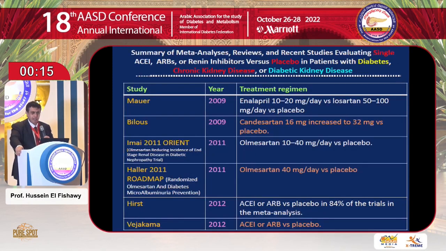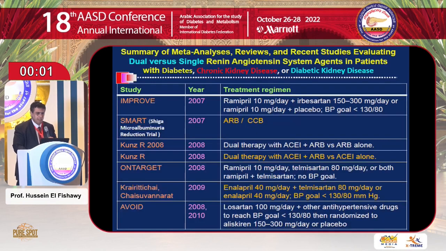Other studies support that, such as the Morris study, Willis study, EMS study, Holler study, Hurst, and Vijakama study. All of them have proven that ACE inhibitors and ARBs are very effective alone as a single agent for management, of course, of diabetic kidney disease.